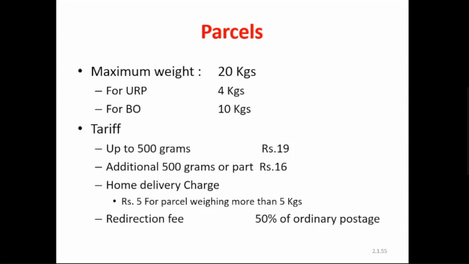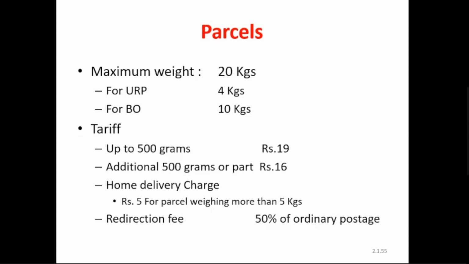Now let us see the tariff. The maximum weight of a parcel in a sub post office or the head post office is 20 kgs, whereas for branch post offices, the maximum weight is only 10 kgs, half the amount. So in sub and head post offices, one may book a parcel up to 20 kgs, whereas for a branch post office, it is only up to 10 kgs. And as I already told, for URP, unregistered parcel, the maximum weight is 4 kgs. If the weight exceeds 4 kgs, it must definitely be registered.